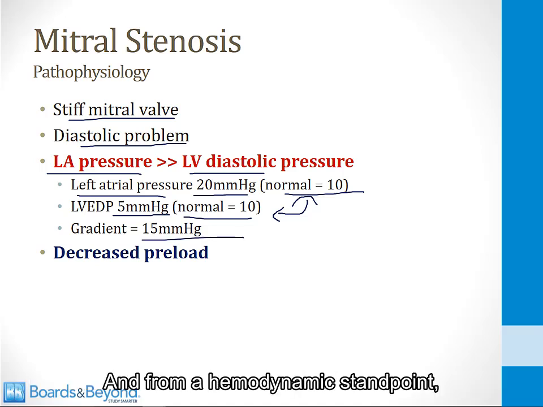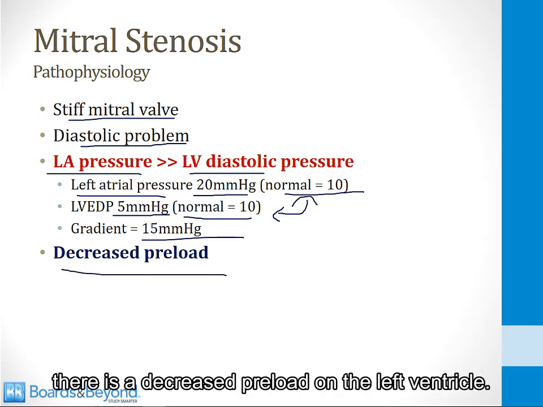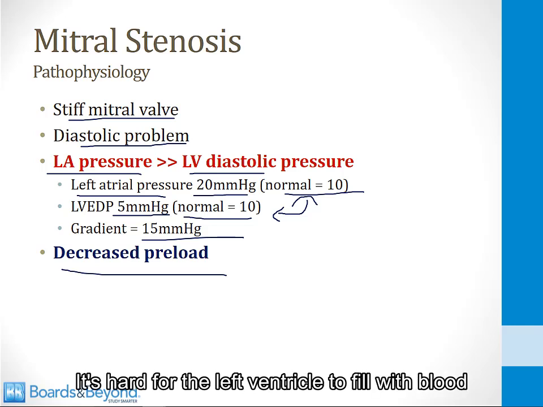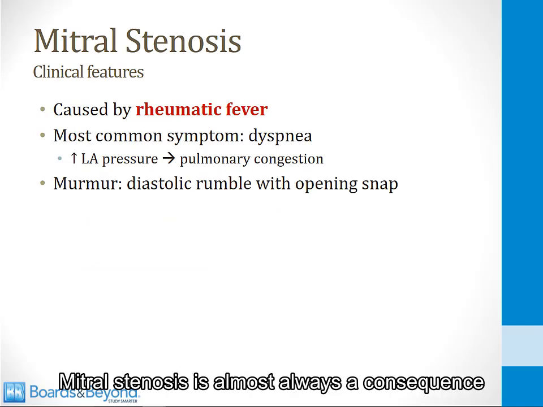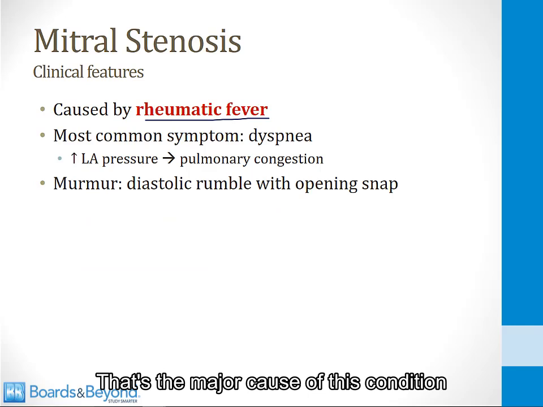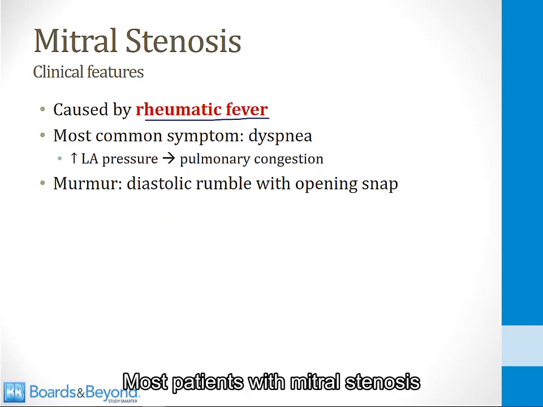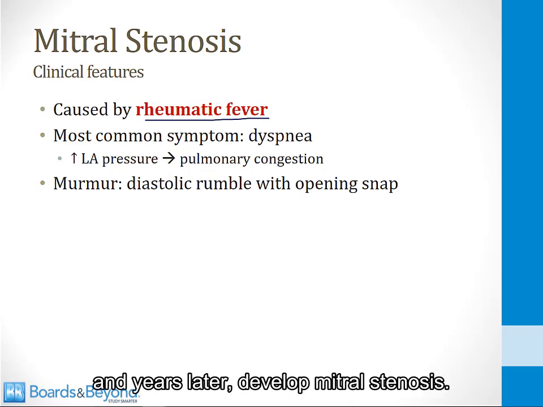And from a hemodynamic standpoint, there is a decreased preload on the left ventricle. That's what you want to remember. It's hard for the left ventricle to fill with blood when there's a stiff mitral valve. Mitral stenosis is almost always a consequence of rheumatic fever. That's the major cause of this condition you want to remember. Most patients with mitral stenosis had rheumatic fever as a child and years later developed mitral stenosis.